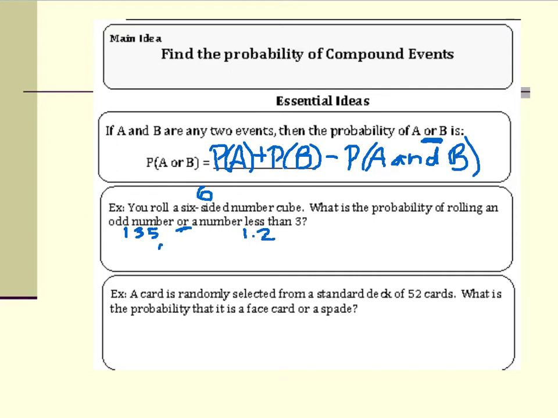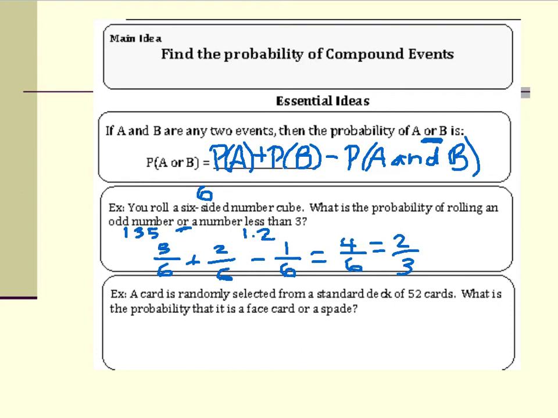So our probability of an odd number is 3 out of 6, plus our probability of a number less than 3, there's 2 out of 6 there. But we've got to subtract what they have in common. They have 1 out of the 6 in common, so we've got to subtract that. So our total is 4 out of 6. They have a common denominator, so we can just combine the tops. 3 plus 2 minus 1 is 4 out of 6, and that reduces to 2/3.